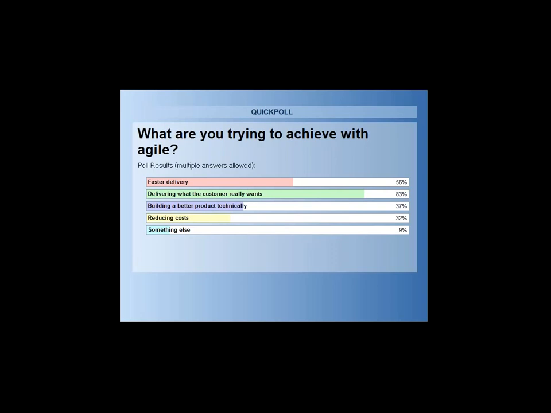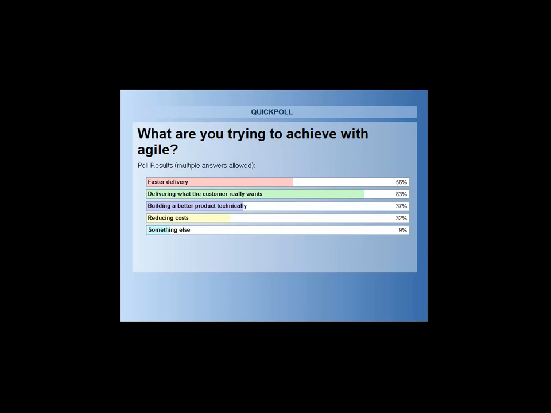Okay, so if you have a look at the results there, and remember one of the things to look at is where you sit with other people, because we got 56% saying faster delivery. We've got 83% delivering what the customer really wants. Now those that are used to our webinars remember we call that the Spice Girls rule, trying to work out what the customer really, really wants. 37% are saying they're building a better product technically. I would expect a big difference there between what the customer wants and what's technically sound. And quite a small amount are reducing costs.